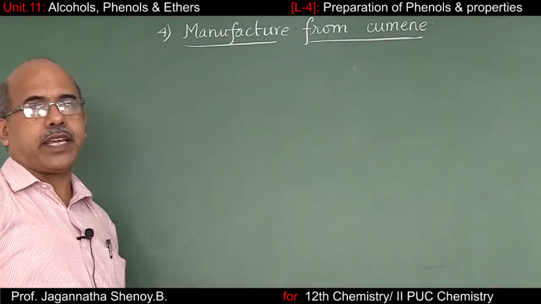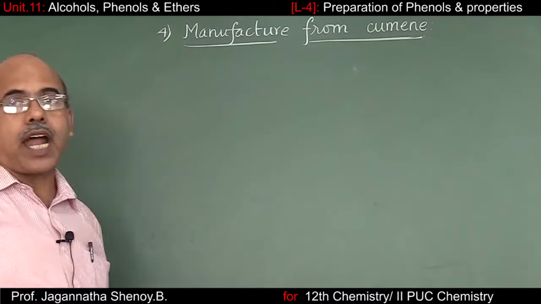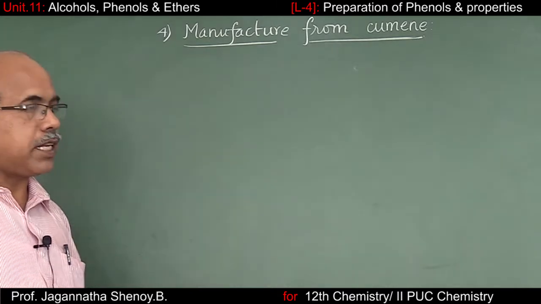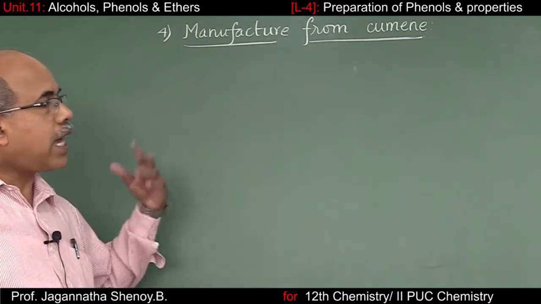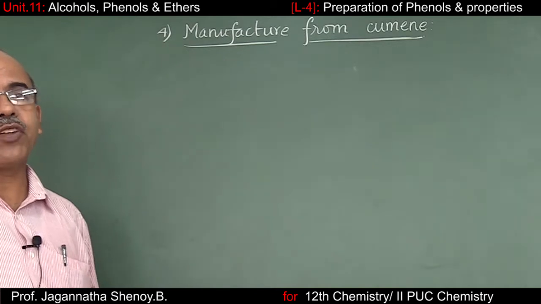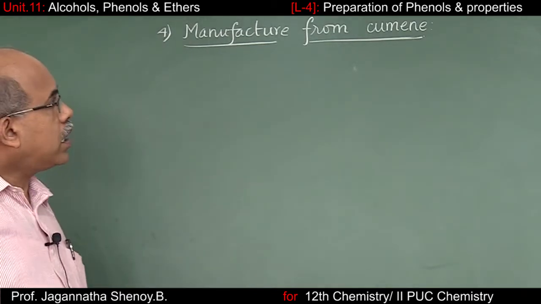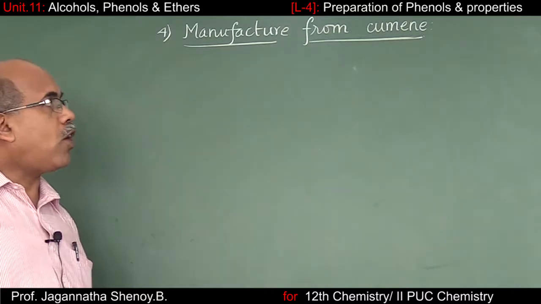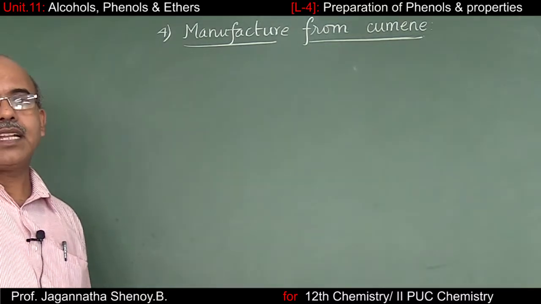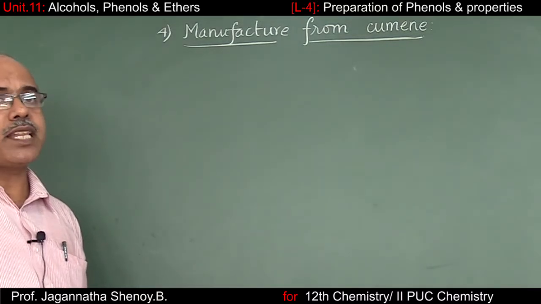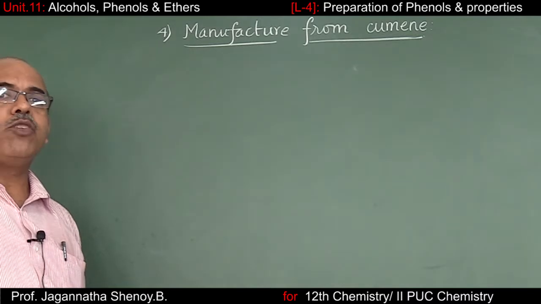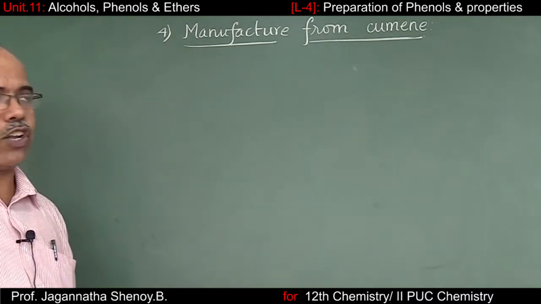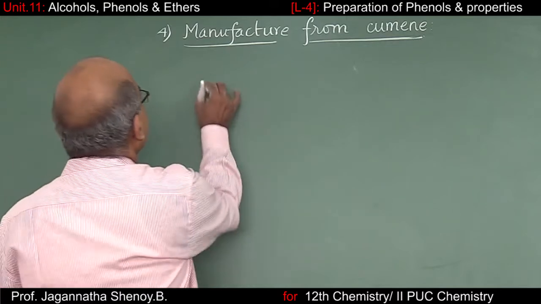Next we are going to study the manufacture of phenol starting from cumene. This is a 2-mark question in the examination. So in the examination you can directly start writing the equation from cumene, but sometimes they will ask you to obtain phenol starting from benzene. That's why first we will convert benzene into cumene, and then cumene is subjected to subsequent reactions to obtain phenol. So we'll start from benzene.